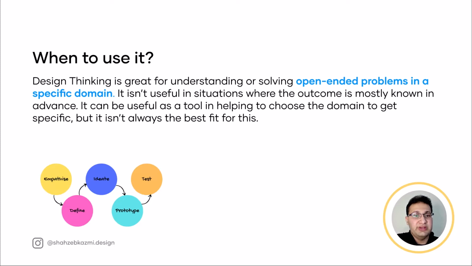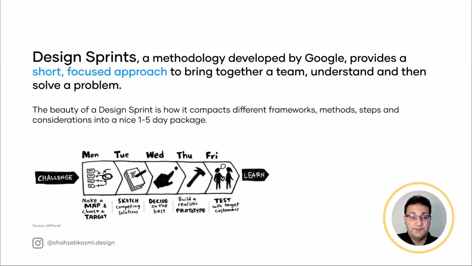So when do we use design thinking? Design thinking is great for understanding or solving open-ended problems in a specific domain. It isn't useful in situations where the outcome is mostly known in advance, because it's an innovative process. It's about finding a solution. So it can be useful as a tool in helping you choose the domain to get specific, but it isn't always the best fit for us.